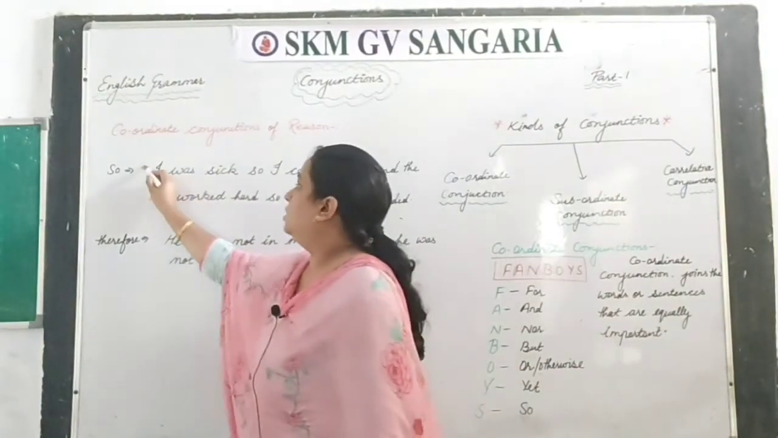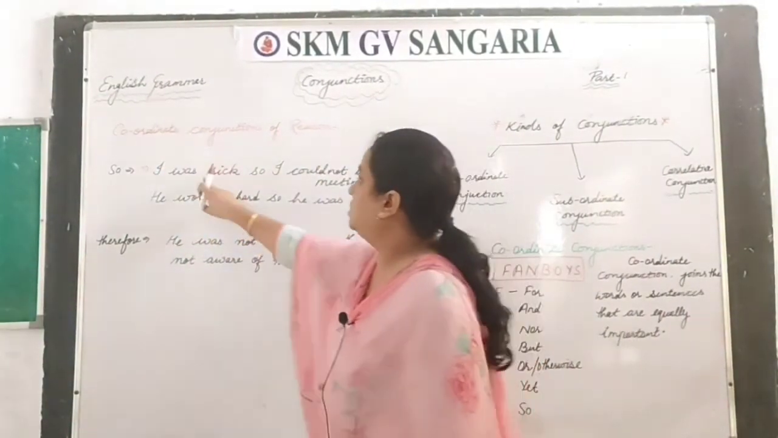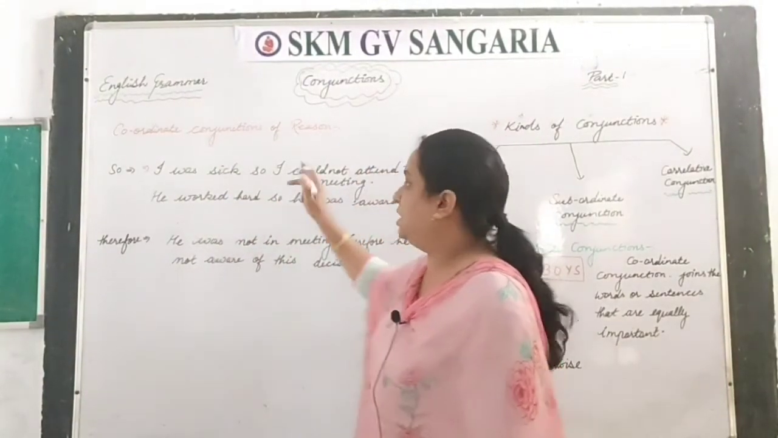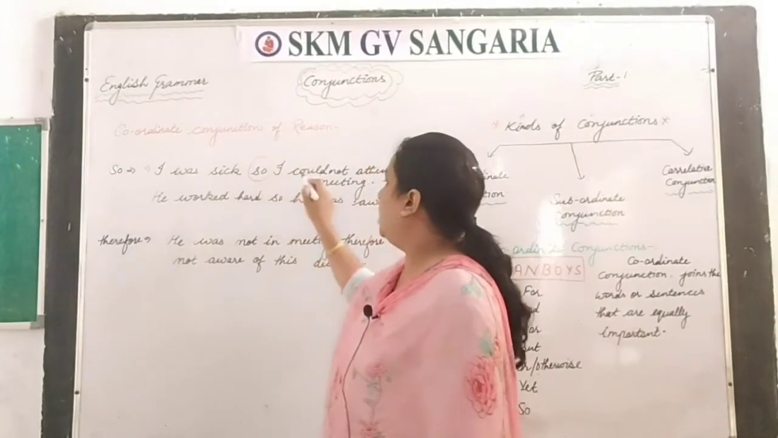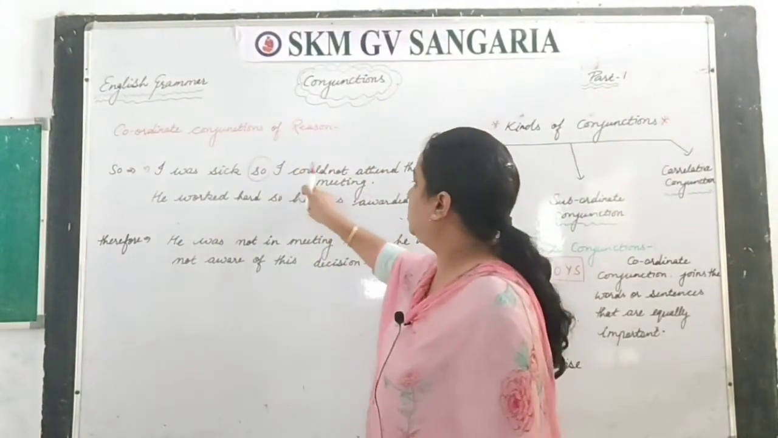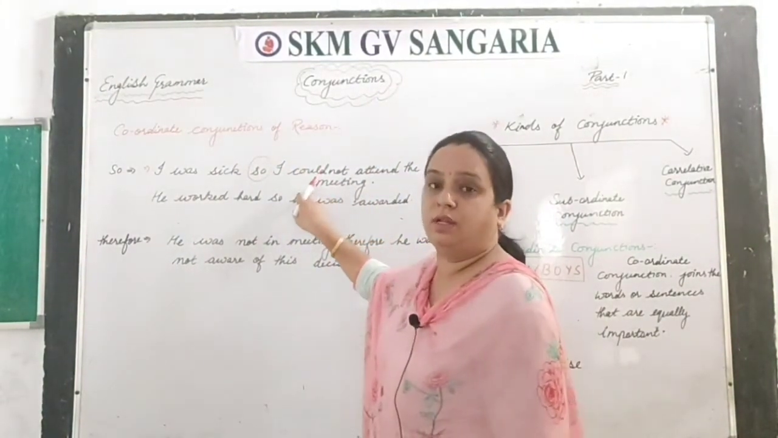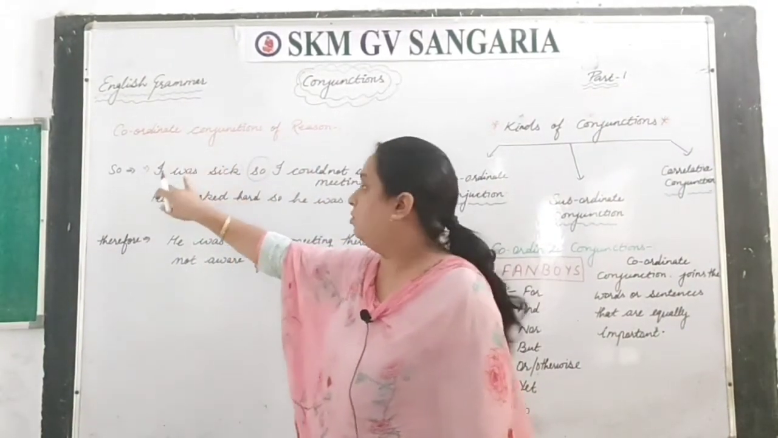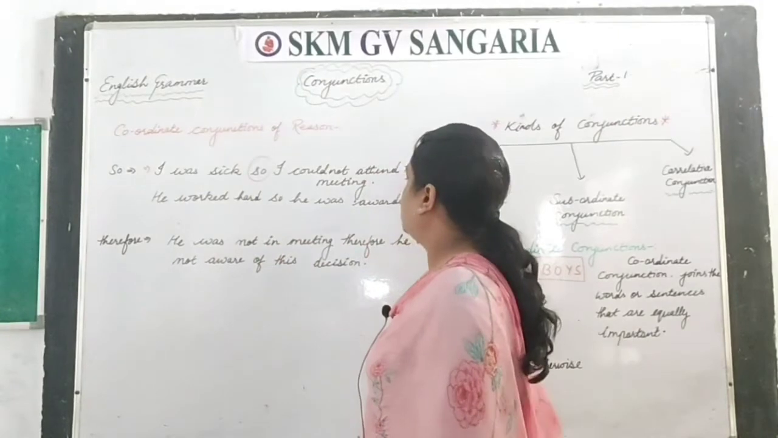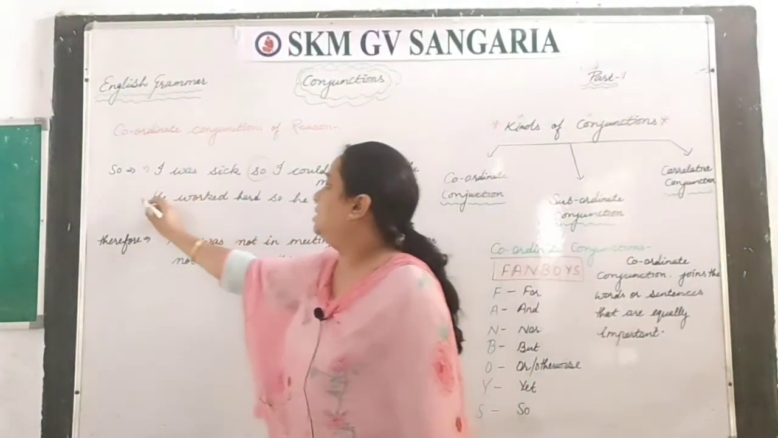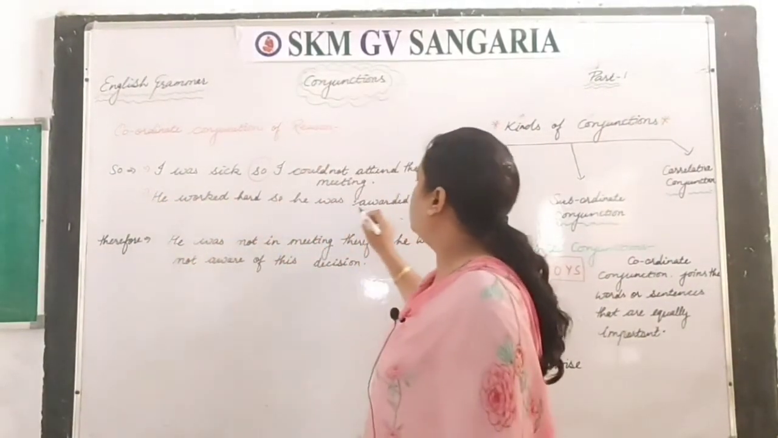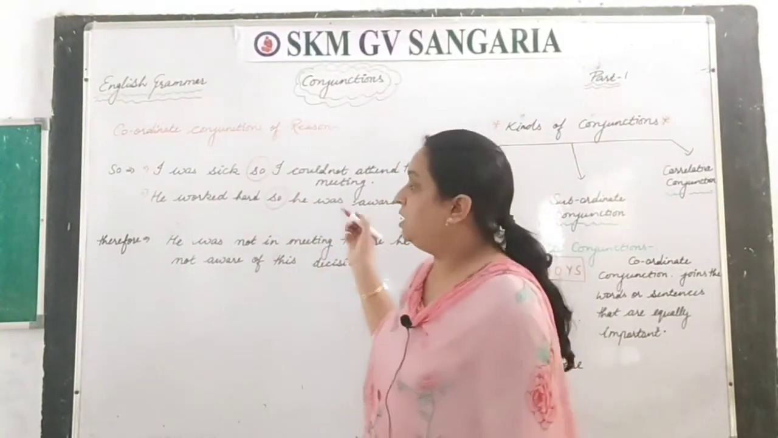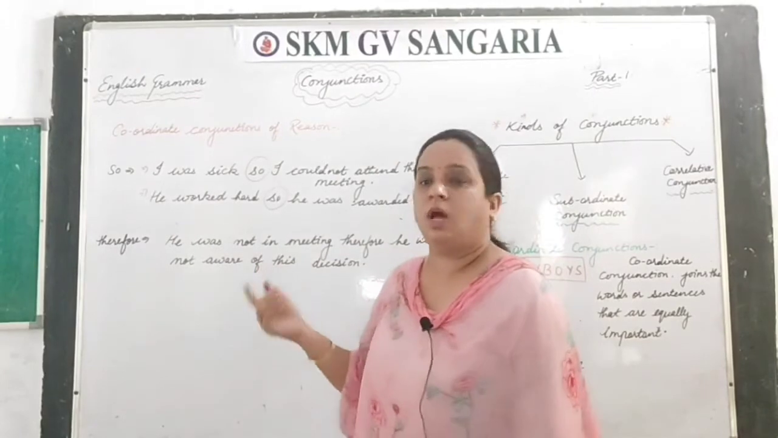So here if we separate the sentences, I was sick, and the second sentence is, I could not attend the meeting. So the reason is what? The reason I could not attend the meeting is that I was sick. Second sentence is, he worked hard, so he was awarded, right? So that is the reason why he is being awarded, because he worked hard.